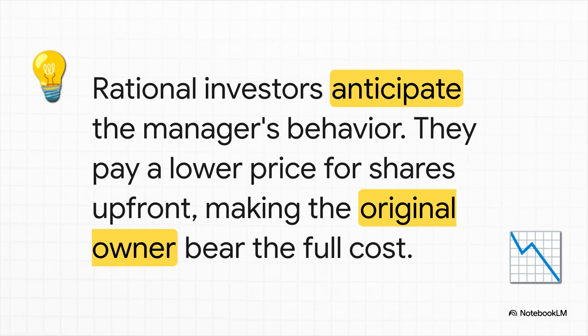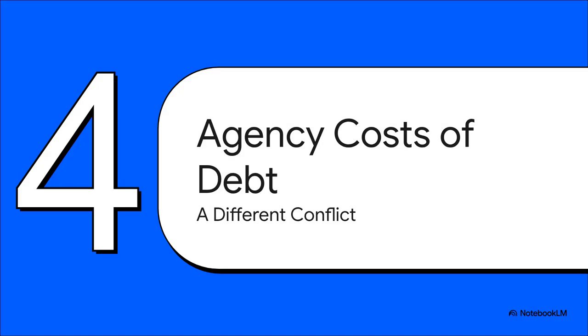So what do they do? They pay less for the shares in the first place. They discount the price today to account for the value they expect to be destroyed tomorrow. And because of that, the original owner-manager bears 100% of the economic cost. So that's the problem with equity. You might be thinking, easy, let's just finance the firm with debt and avoid this whole perk problem. Well, not so fast.